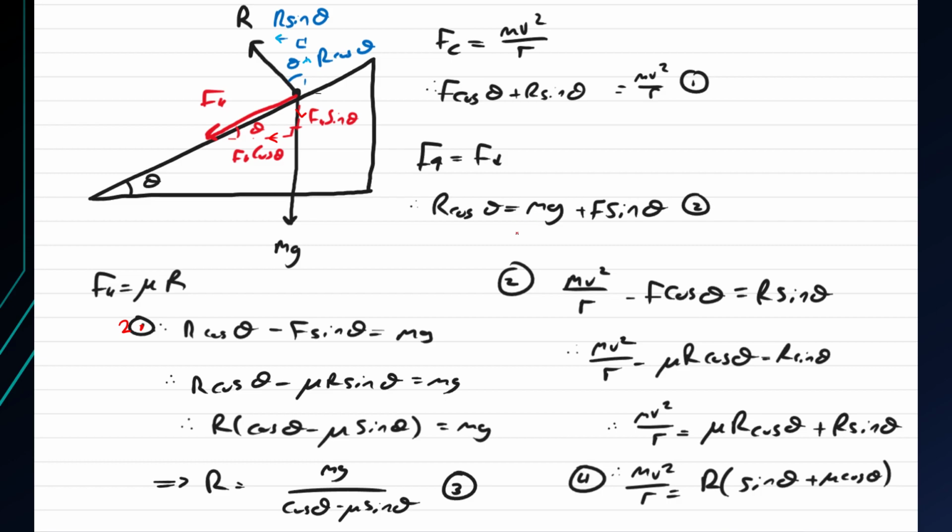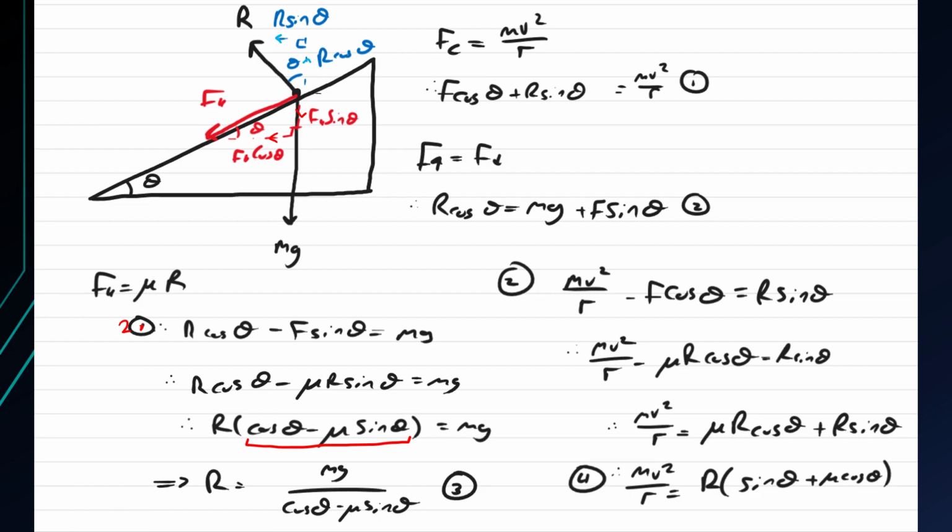So if we take away F sine theta from both sides, we get R cos theta minus F sine theta equals mg. Now, of course, F is equal to mu R, so we get R cos theta minus mu R sine theta equals mg. So if we factor out an R, the reaction force, we get R times cos theta minus mu sine theta equals mg. So if we just divide everything by this entire bracket, that's a very bad underline.